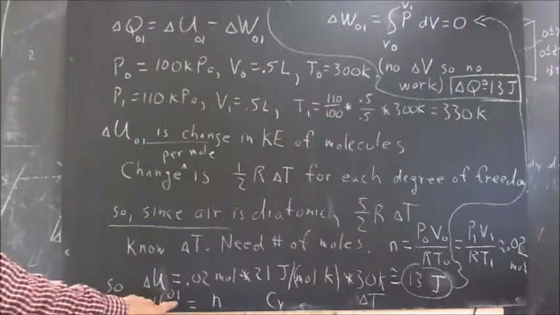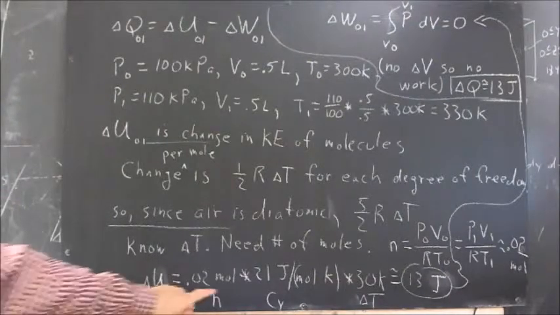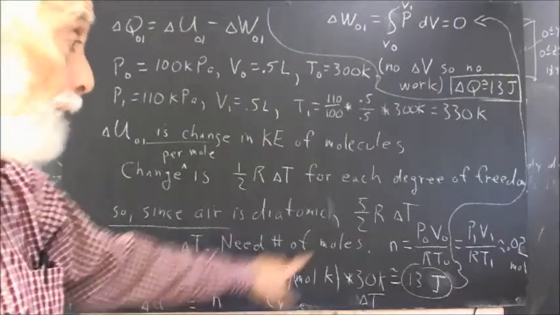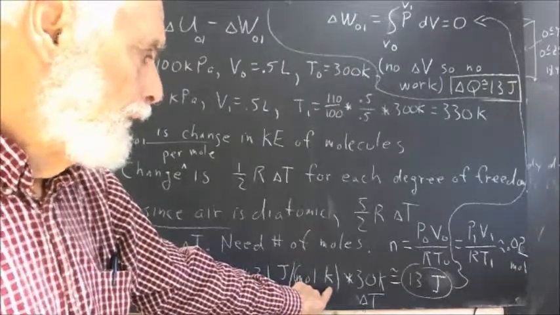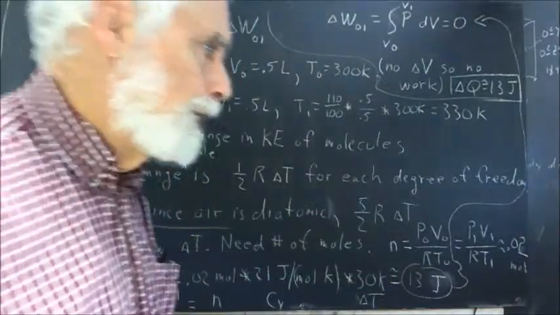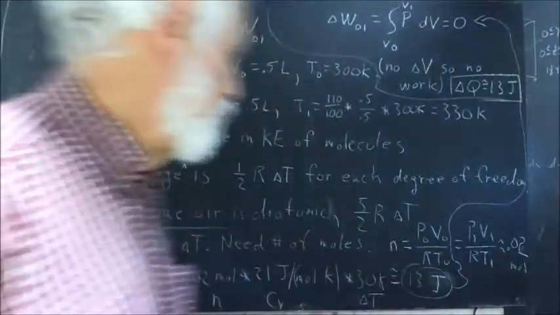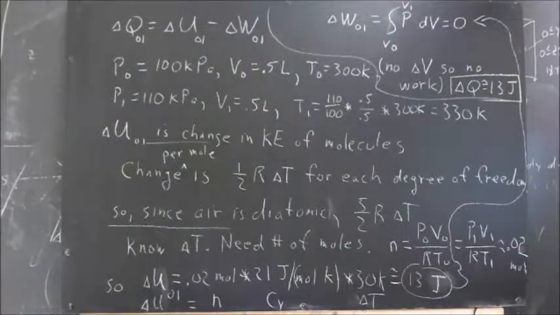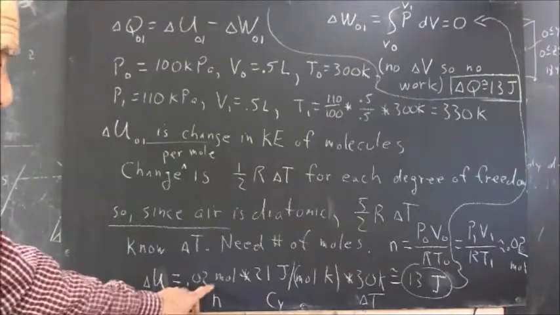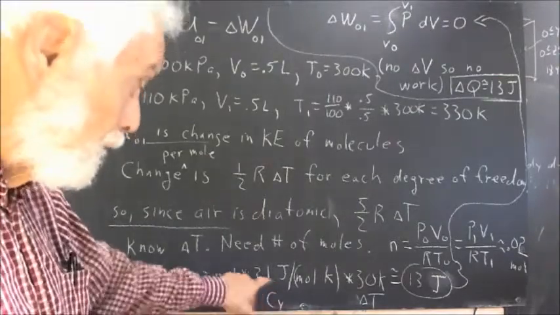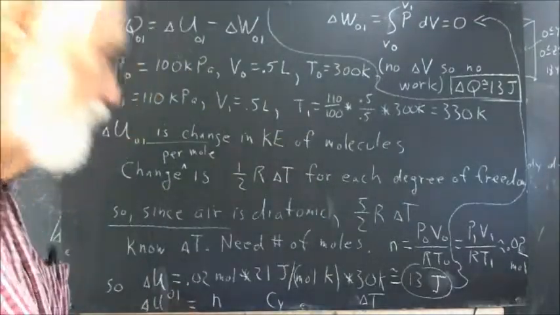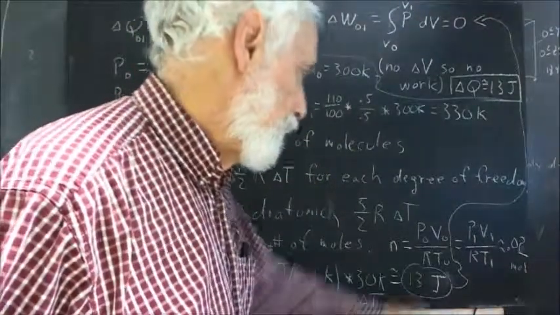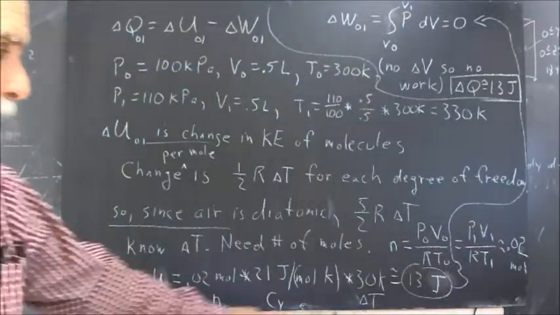But now our change in internal energy is the number of moles, 0.02 moles, multiplied by 5/2 R, which is approximately 21 joules per mole Kelvin, multiplied by our change in temperature, the 30 Kelvin, and that comes out to 13 joules. Now, what have we done in terms of symbols? This is the delta U 01. So we have delta U here. This is n, the number of moles. This is CV, the 21 joules per mole Kelvin, which we reasoned out based on kinetic theory and degrees of freedom. And of course, there's our delta T. So we have delta U equals n CV delta T.